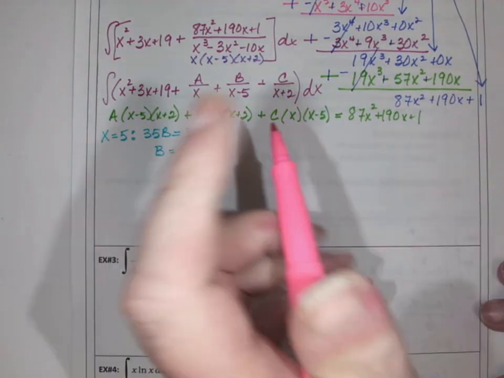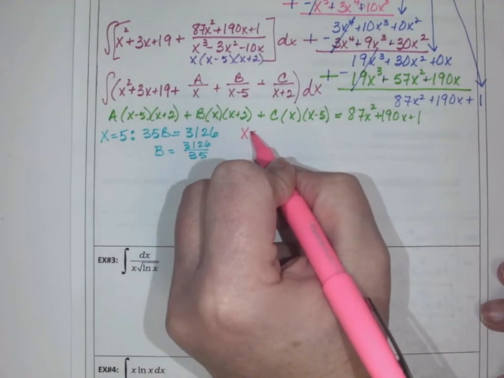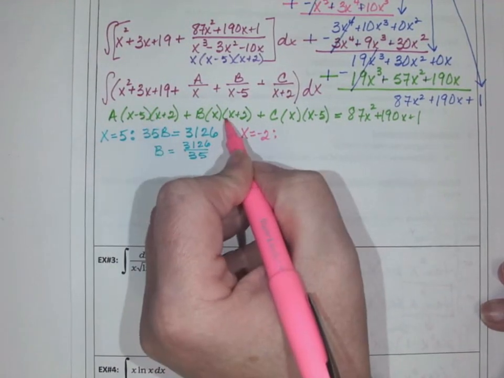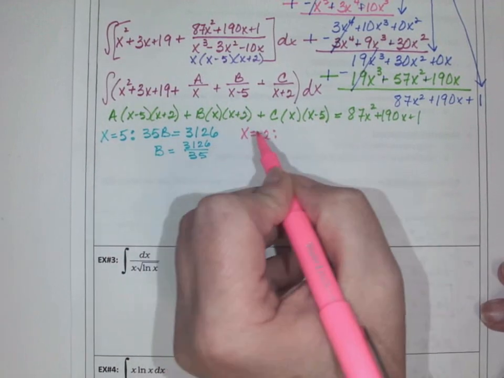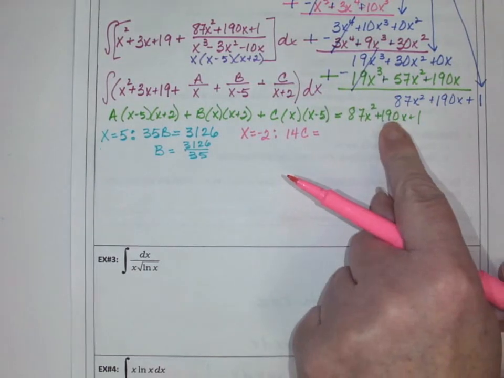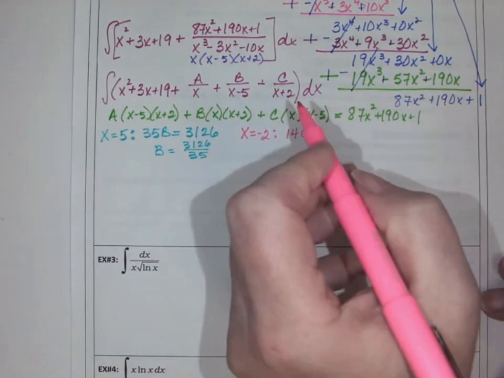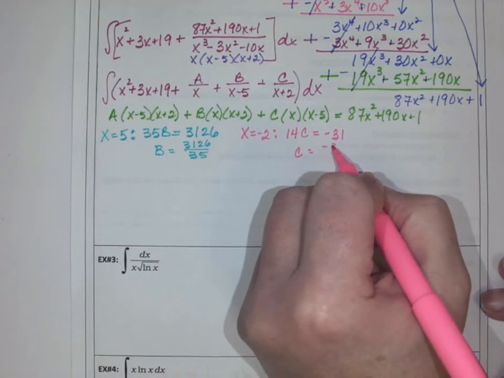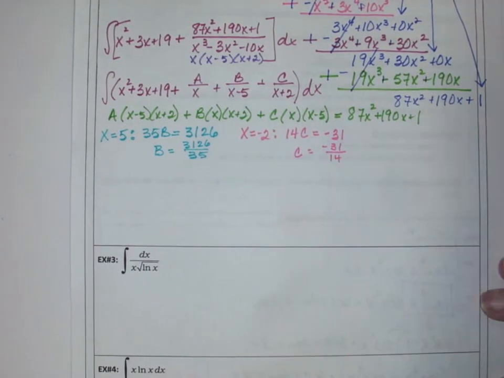So, okay, what if I let x be -2? It'll still cancel out the a. It'll also cancel out the b, so -2 times -7 makes positive 14c, and if I plug -2 in over here, I get a -31. So c is equal to -31 over 14.